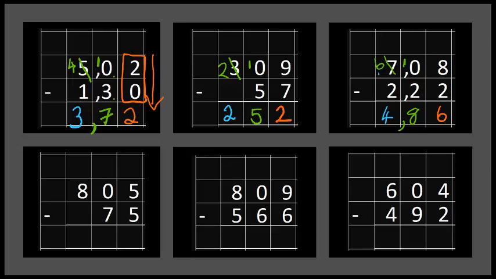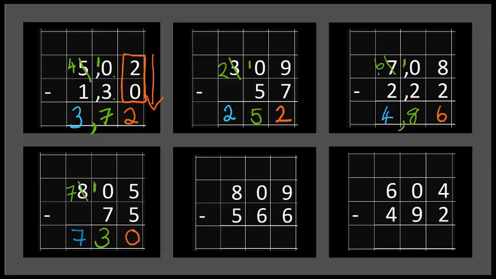805 minus 75. 5 minus 5 is 0. 0 take away 7 is not possible, so I'm going to borrow. My 8 becomes 7, and this becomes 10. So 10 minus 7 becomes 3, and 7 minus nothing is 7.